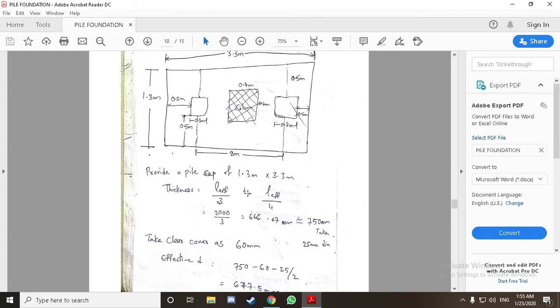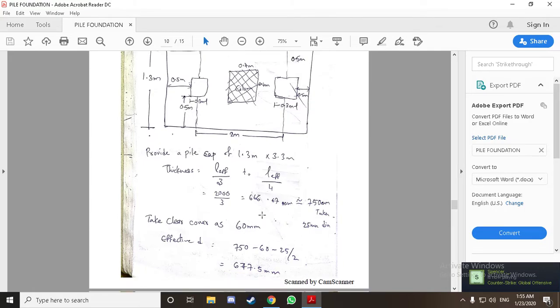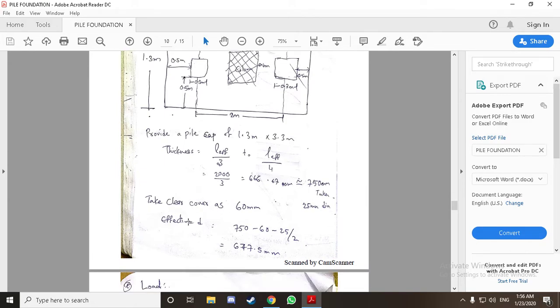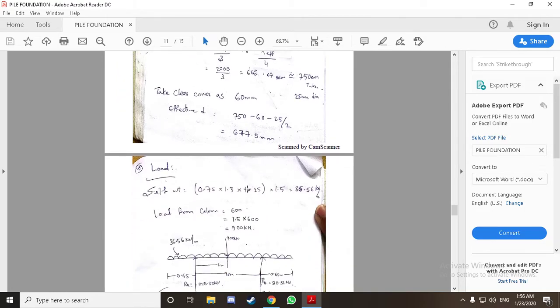Now the thickness we can assume anything between the effective length by 3 to effective length by 4. So we are taking effective length by 3. Our effective length is center distance between the two piles, 2000 mm by 3, and we are going to round it up to 750 mm. So this is our depth of our pile cap, that is capital D. To calculate small d we have to remove effective cover for a pile cap, which is 60 mm, and assume some diameter of bar 25 mm, and half of it will be removed. So our small d is equal to 677.5 mm.